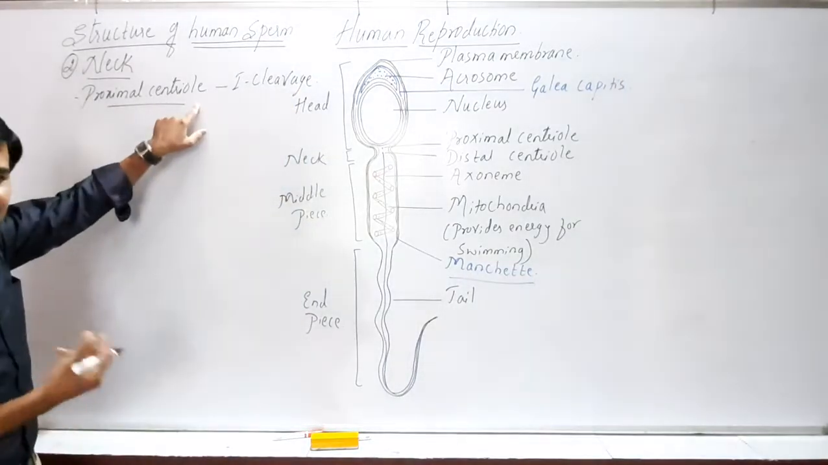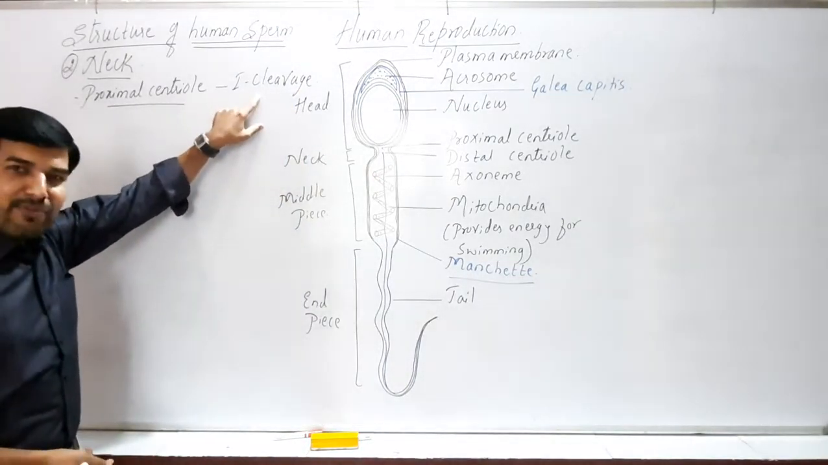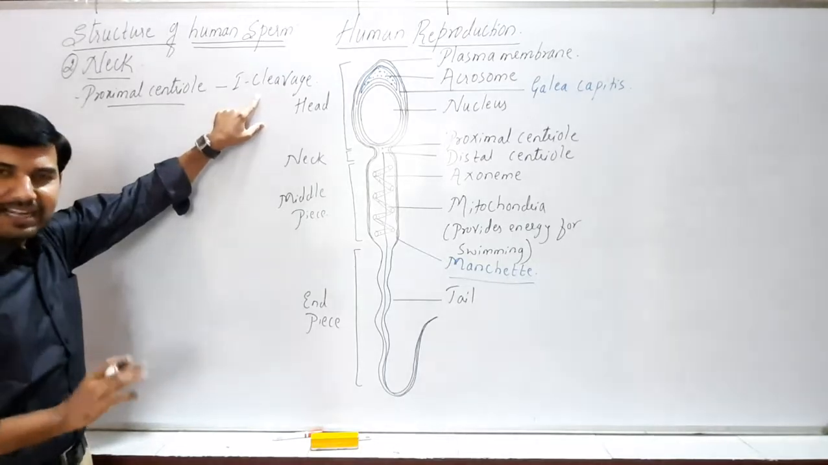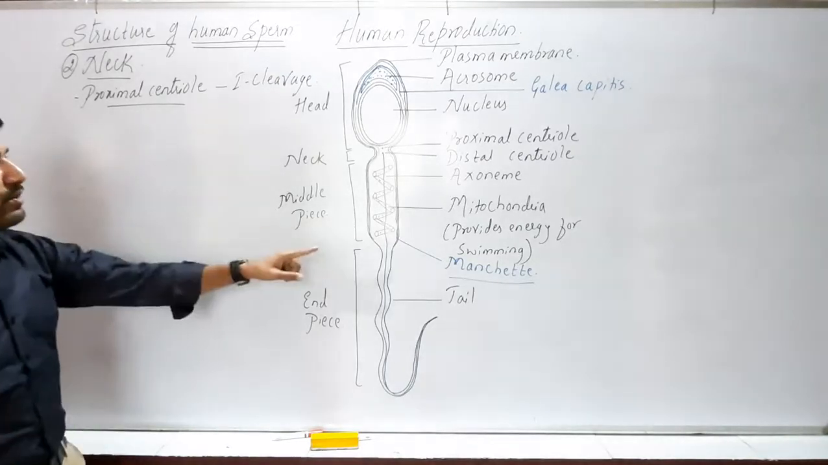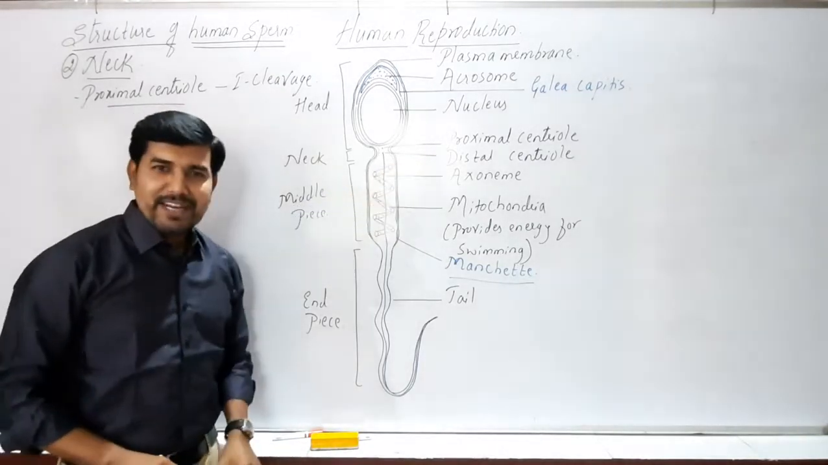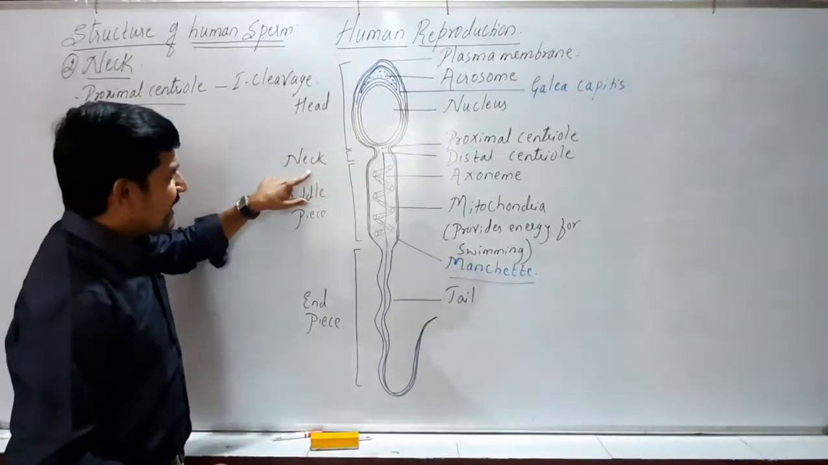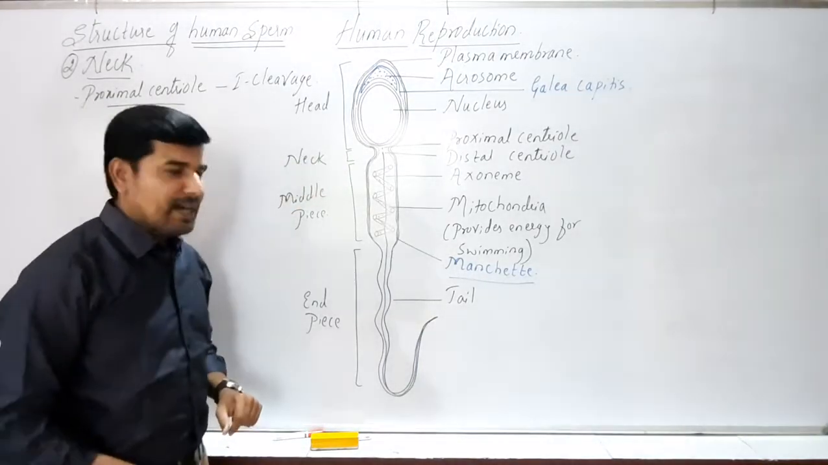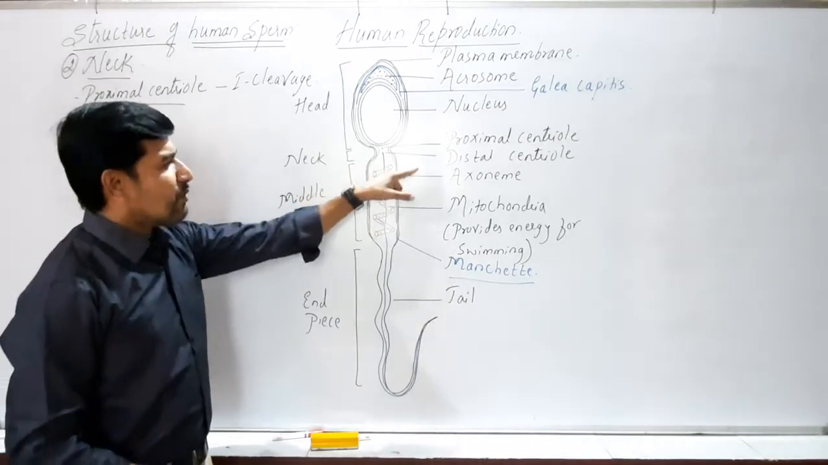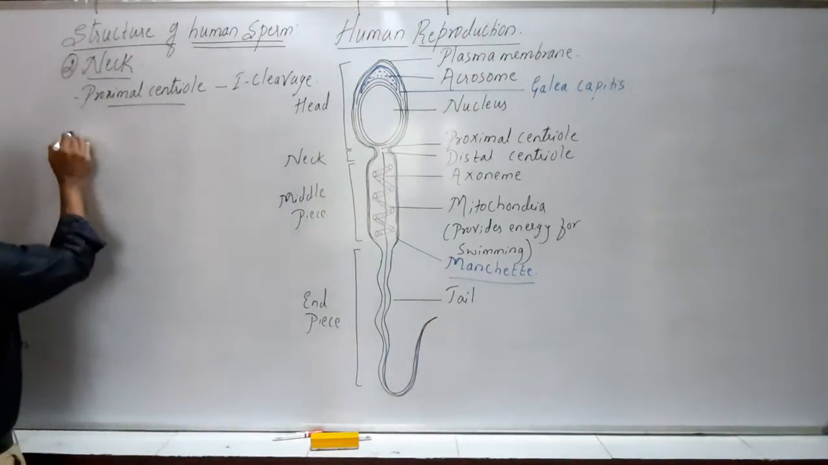Proximal centriole helps in cleavage or cell division of the fertilized egg, which is called a zygote. So this is the function of proximal centriole. It is present in the neck region. Neck is the shortest part of the sperm. Then the second one is the distal centriole.